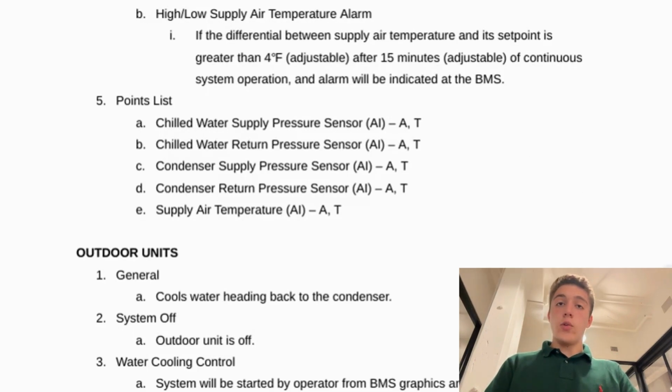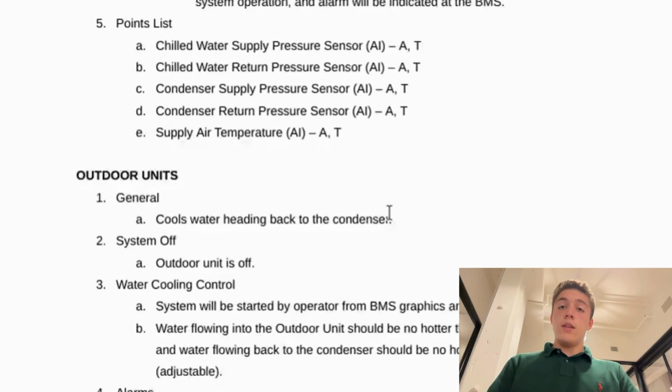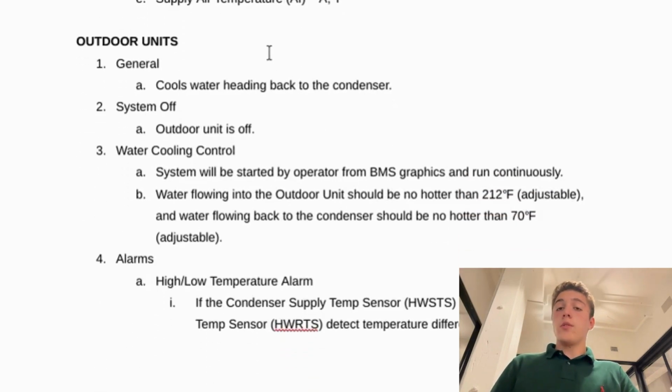Next, we have our outdoor units. These are going to be indoors. They're going to be on the mechanical floor, but they're called outdoor units. So they'll cool the water heading back to the condenser with a large fan. When the system is off, the outdoor units will be off and they'll be run continuously.